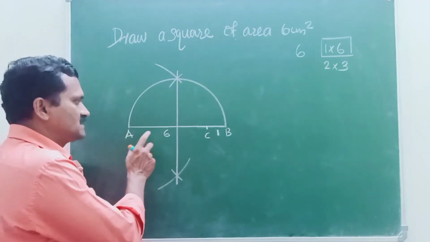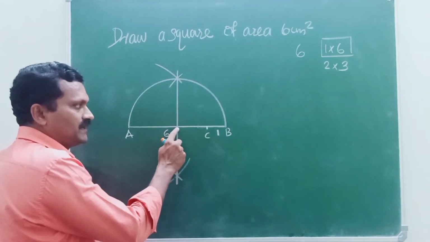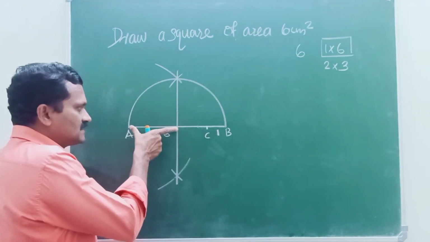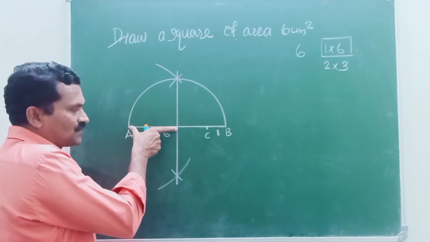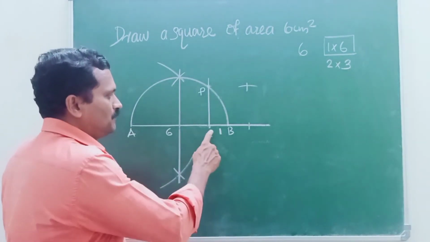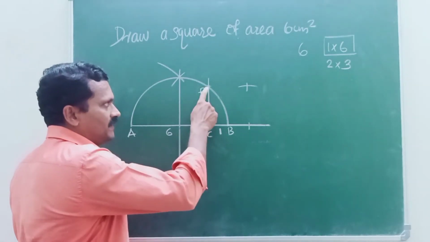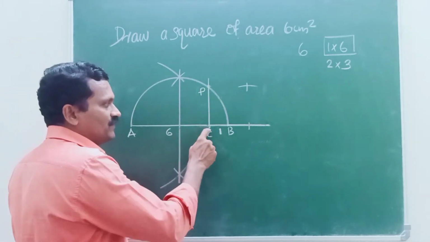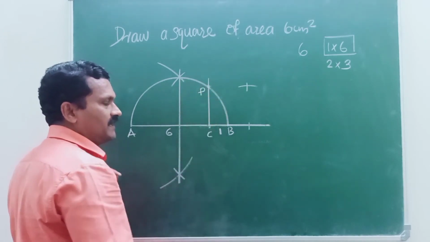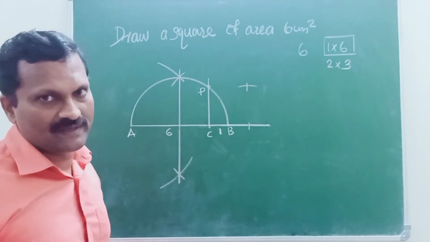Draw a semicircle having diameter AB. Put the compass at the midpoint, take the distance to one endpoint on compass, and draw the semicircle. Draw a perpendicular to AB through C, which will meet the circle at P. So, CP is the side of the required square.